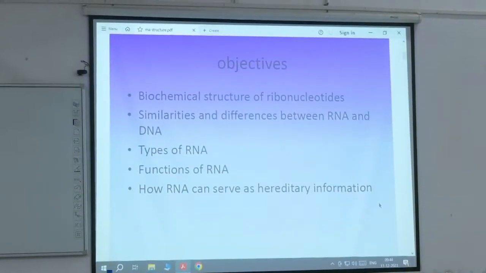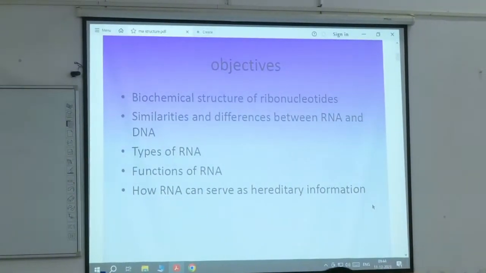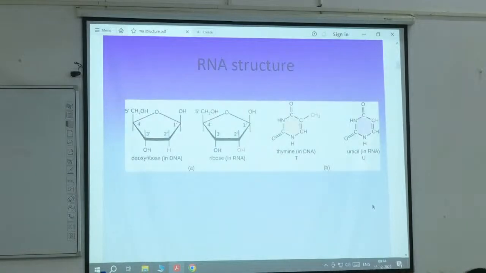So after this lecture, what should we know? Biochemical structure of ribonucleotides already completed. Then we should know the similarity and difference between DNA and RNA. You told me not to do that because you know it from your 11 and 12 days, so I'm not going to bother. Now we'll come to the types of RNA, functions of RNA, and how RNA helps us in maintaining our hereditary information. Okay?